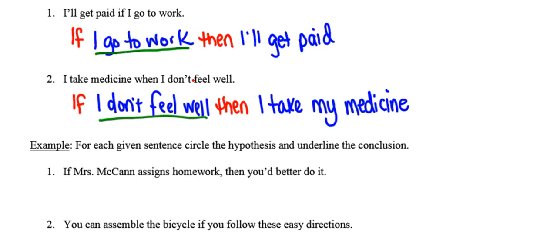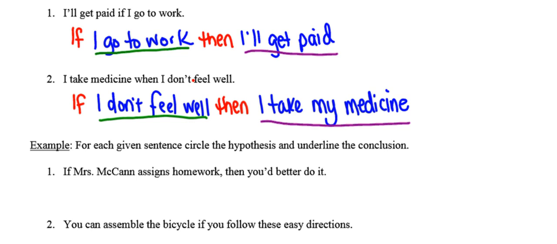And then the conclusion is what happens or what occurs as a result of the hypothesis. So as a result of going to work, the conclusion is that I get paid. In the second example, what happens as a result of not feeling well is that I take my medicine. So again, the hypothesis is the criteria or the condition that needs to be met. The conclusion is what occurs as a result of the hypothesis.